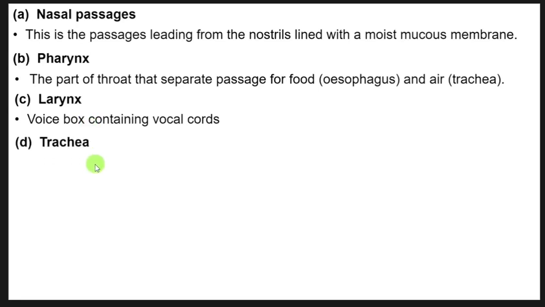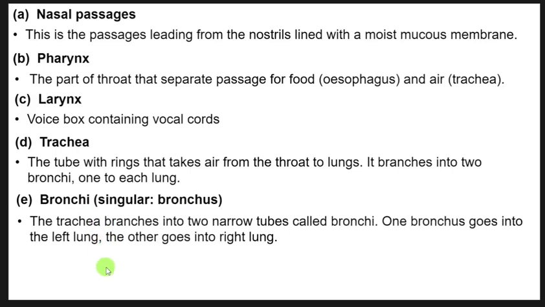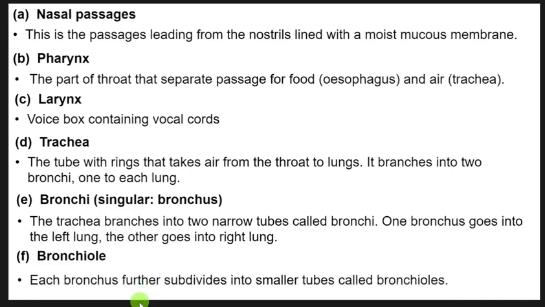All right, next is the trachea, the tube with rings that takes air from the throat to the lungs. It branches into two bronchi, one to each lung. The trachea branches into two narrow tubes called the bronchi, singular bronchus. One bronchus goes into the left lung, the other goes into the right lung. Each bronchus further divides into smaller tubes called the bronchioles.